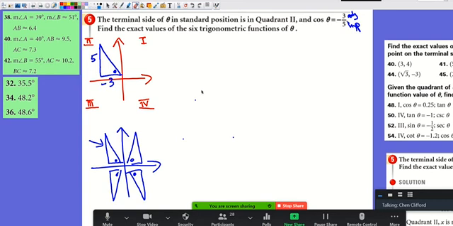Now, I'm just going to use the Pythagorean theorem, okay, to find this guy right here. Okay, so I'm going to get -3 squared plus 5 squared equals question mark squared.